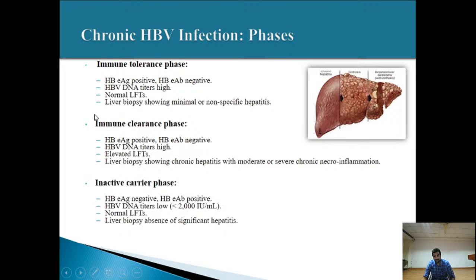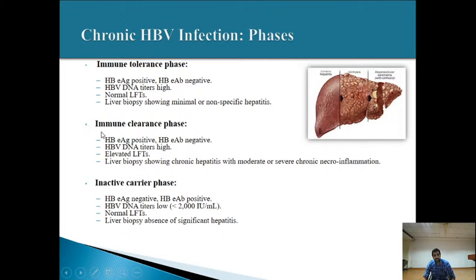So now you see the immune clearance phase. In the immune tolerance phase, if you do a liver biopsy, there will be no hepatitis, no inflammation. I think this point is pretty clear. Coming to the immune clearance phase: this is when the immunity is actively trying to remove the virus from the body. In this patient, HBeAg is positive, antibody is negative, DNA titers are high, LFTs are elevated, and liver biopsy shows chronic hepatitis with inflammation.